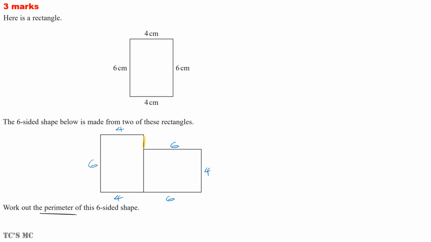For working out this yellow length over here, we would get 1 mark, and that is 6 subtract 4, and so 2. We have 1 mark so far. Remember, perimeter is all the outside lengths added together. I'm going to start from this top left-hand side corner. So I'm going to do 4, add 2, add 6, add 4, add 6, add 4, add 6.